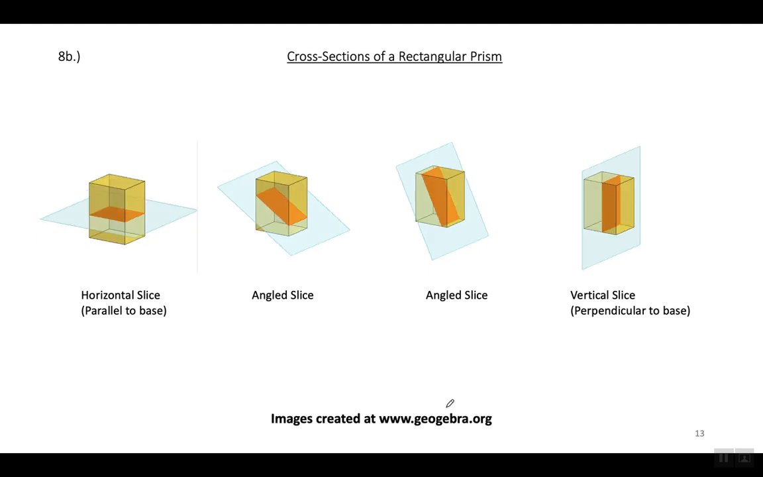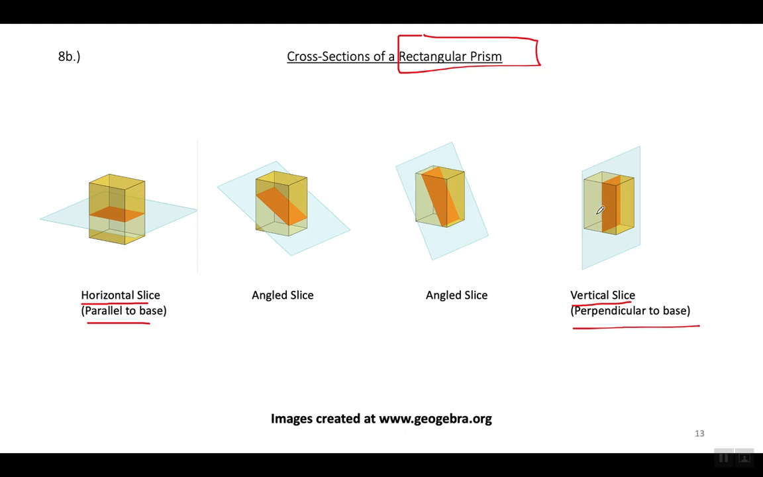So 8B, same exact thing, but now we have a rectangular prism. This one is actually pretty easy, not difficult. It's all pretty much the same. Here I have the horizontal slice, which is parallel to the base. Here I have a vertical slice, which is perpendicular to the base. And in the middle, I have an angled slice, but they all basically create a rectangle. They all create a rectangle.